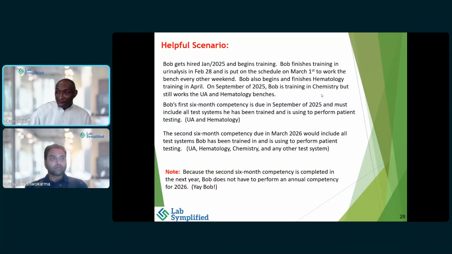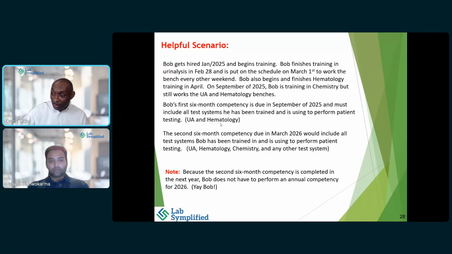So here's a helpful scenario. Bob gets hired in February 25 and begins training. Bob finished training in urinalysis on February 28th and is put on the schedule on March 1st to work the bench every other weekend. Bob also begins and finishes hematology training in April. In September of 2025, Bob is training in chemistry, but still works the UA and hematology benches. That first 6 months competency for Bob is due on September the 25th and must include all test systems he has been trained on and is using to perform patient testing, which is UA and hematology. Even though he's still training in chemistry, he is not signed off in chemistry. Only UA and hematology are due in September.